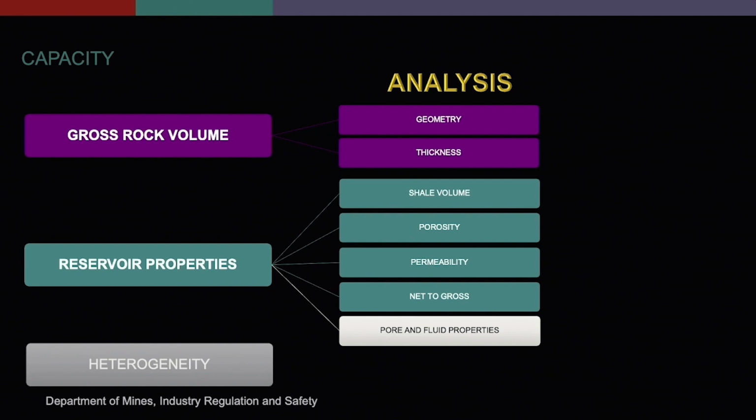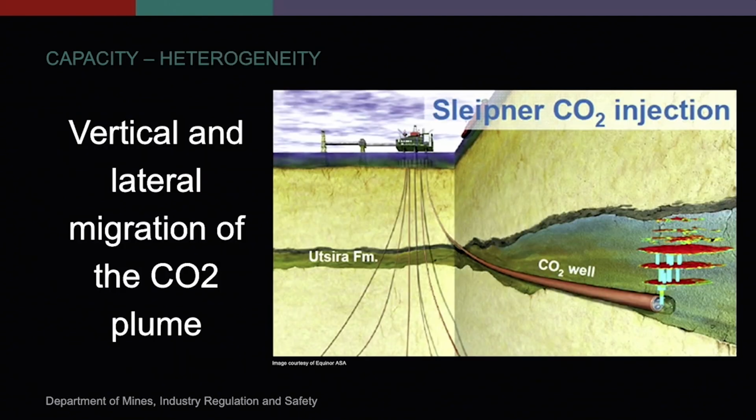And lastly, heterogeneity, where the influence of lateral and vertical reservoir continuity and the impact this has on the flow path of injected CO2 is characterised. The Sleipner field in Norway is a beautiful example of this, showing initial lateral plume migration is preferenced over vertical plume migration due to the contrast in vertical and horizontal reservoir properties.